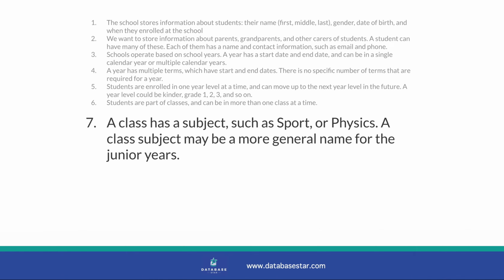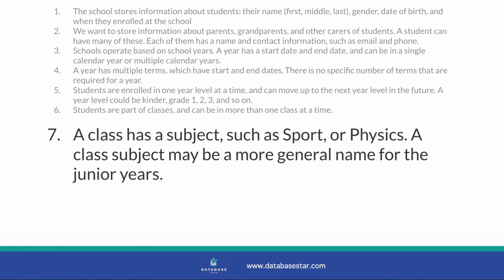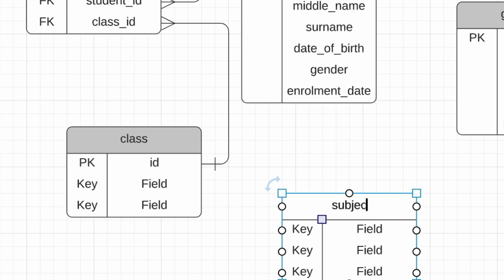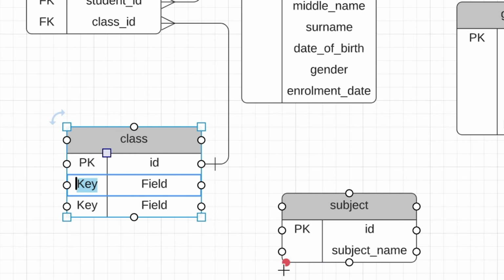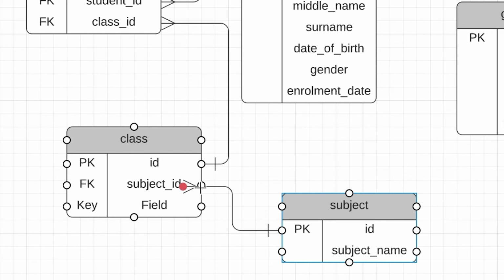What's next? The next requirement says that classes have subjects, such as sport or physics. Let's add this to our design. We'll add a new table called subject, which will have an ID and a subject name. We can relate this to our class by adding a subject ID into the class table. This is a pretty simple addition to our design.